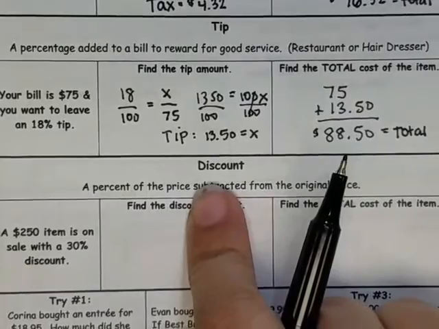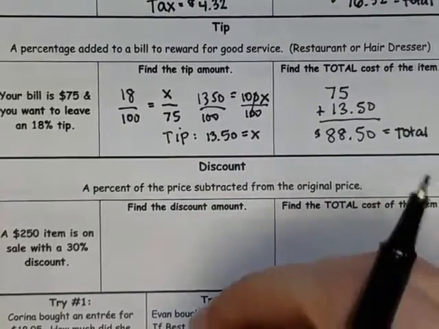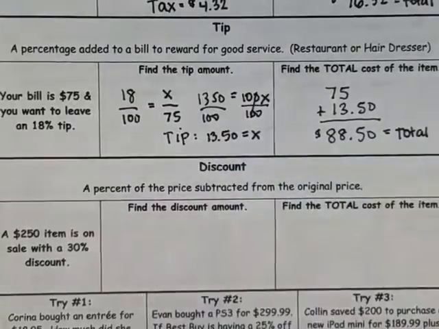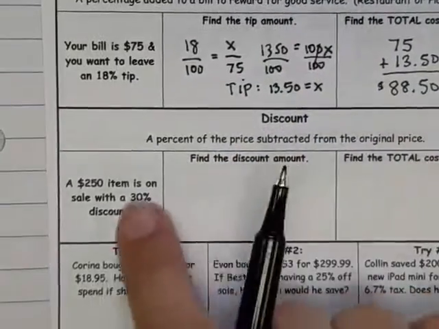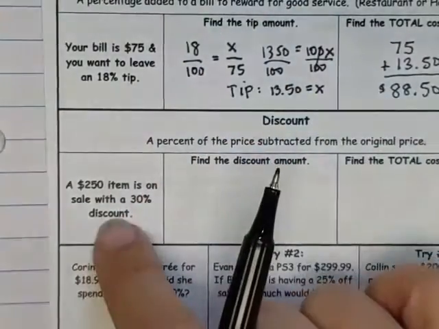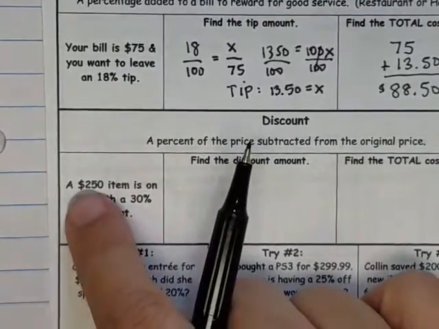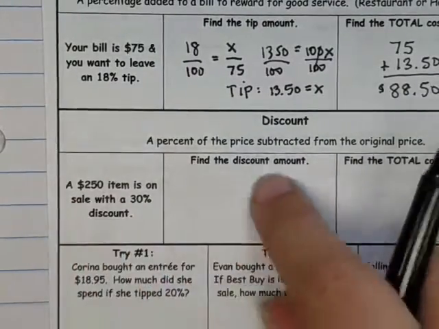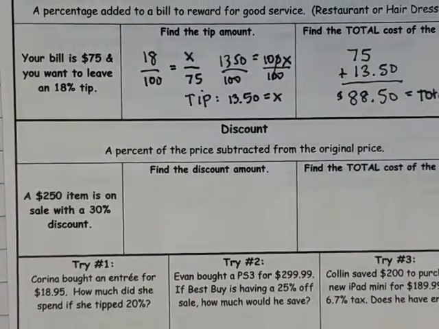Discount is similar yet different. You're still finding a percent of something, but then because it's a discount, you want to take it off the item. So it says the percent of a price subtracted from the original price. So I have a $250 item. Let's pretend it's some kind of gaming system. And there's a sale for 30% discount. It means I'm going to find 30% of $250. And then over here, I'm going to then subtract it from that total to get the final cost.